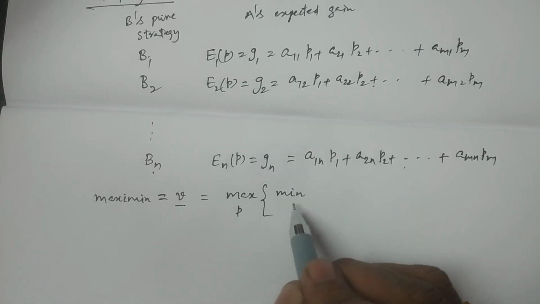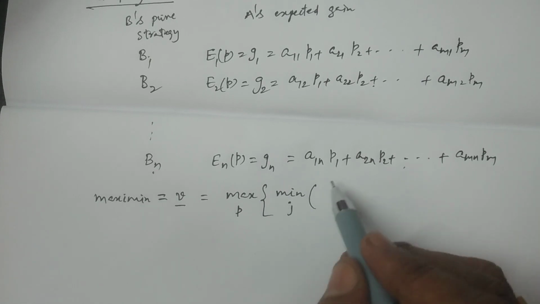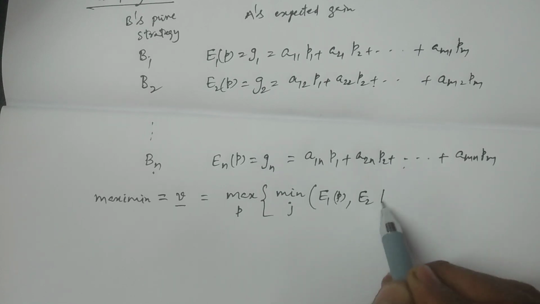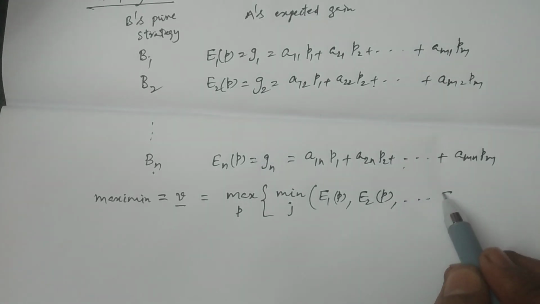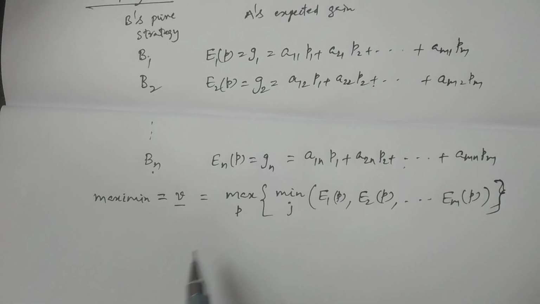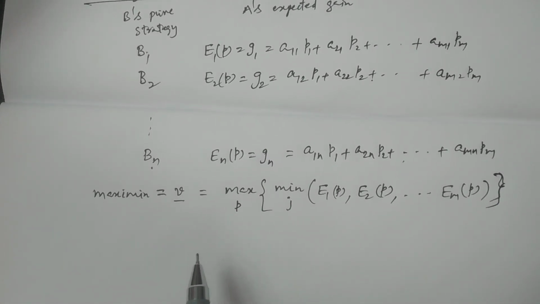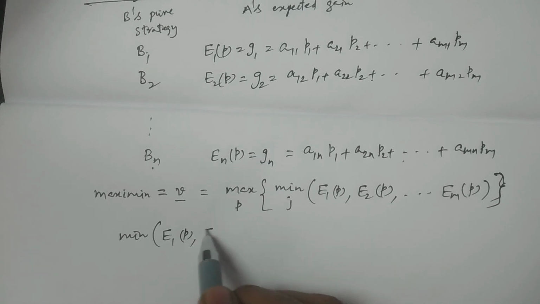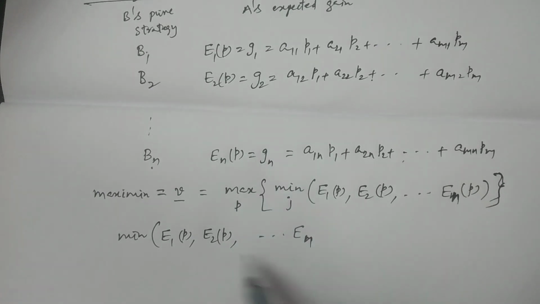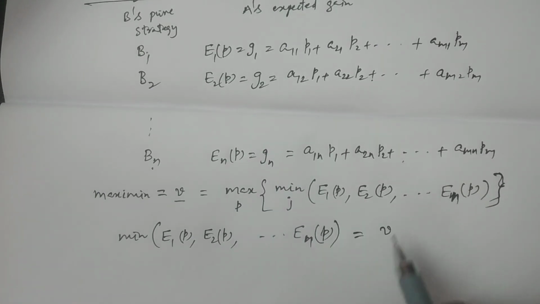The minimum with respect to J has to select all these particular strategies, that is E1P, E2P, all these expected gains, and so on up to EMP. So this is the consideration of the maximin value, among which if you consider the minimum of the expected gains, the minimum of E1P, E2P and so on, ENP, I'm sorry, not EM, it is ENP, which is equivalent to the value of the gain mu.